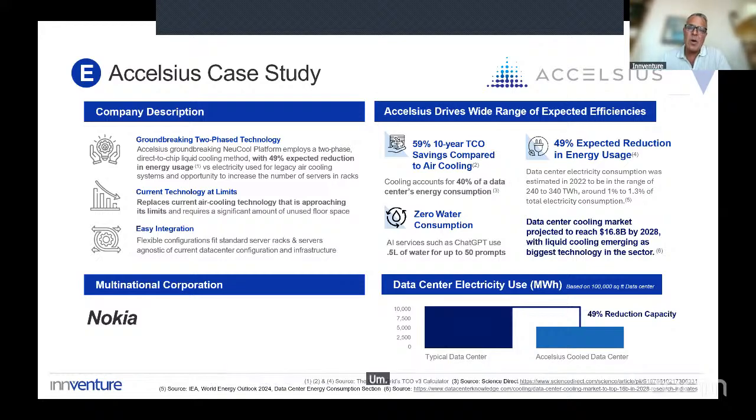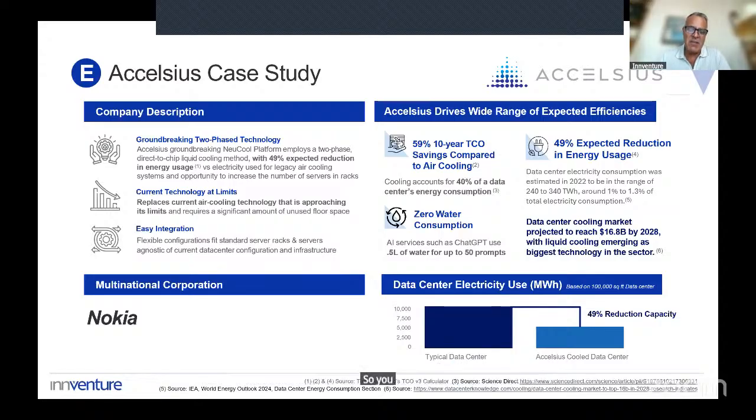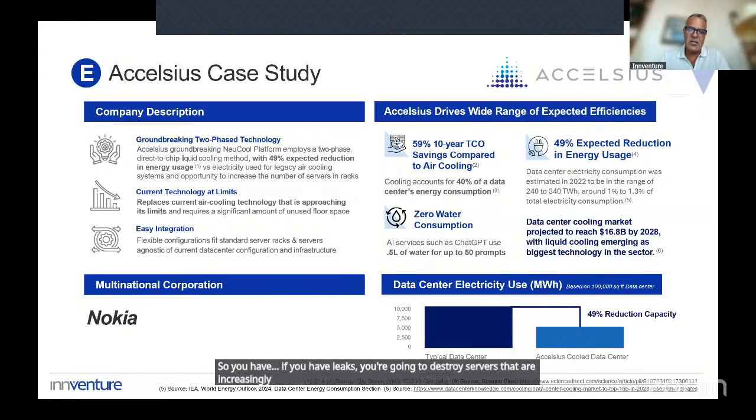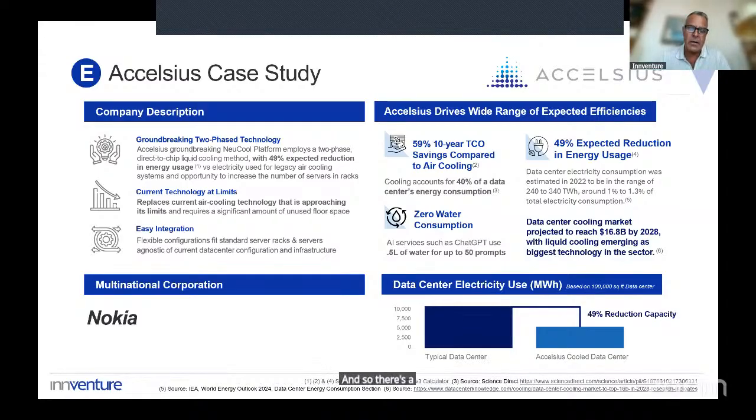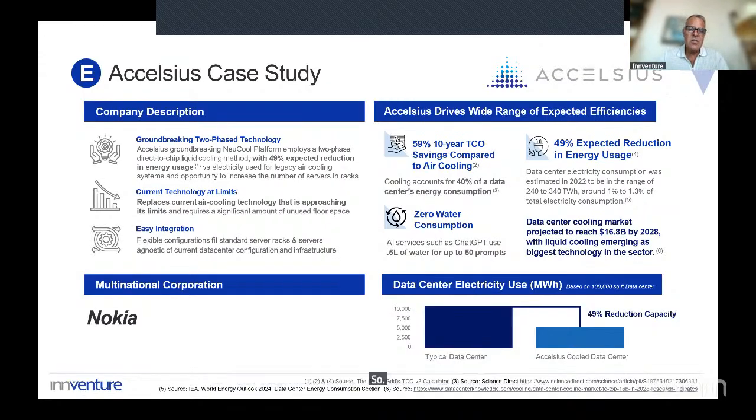There are two key problems. One, of course, is that water and electronics don't mix well. So if you have leaks, you're going to destroy servers that are increasingly expensive. And so there's a cost to water. Secondly, water will not be able to capture the heat in the forward generation of chips. It has a limited utility that's probably less than 2 years. So the industry really needs to jump to two-phase cooling.